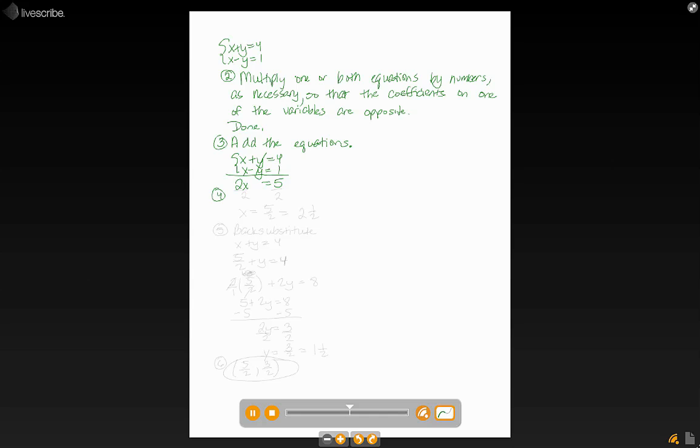Step 4, solve for x, right? There's only one variable now. That's the point for both methods. You're trying to get down to one variable. Divide both sides by 2. You get x equals 5 halves, otherwise known as 2.5. And then step 5, back substitute, right?